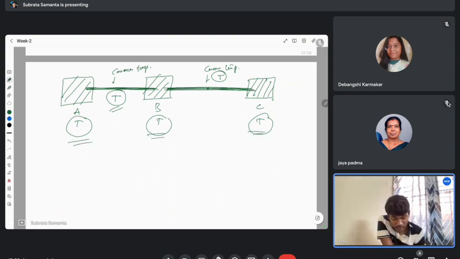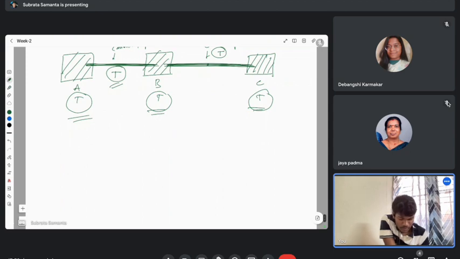First of all, A and B share a common temperature. So B has a temperature T, and A has a temperature T. Now you connect B and C, so B and C share the same temperature. And you know that A and B share the same temperature. So that means A and C obviously share the same temperature, if the system is in a steady state. Because B and C are at the same temperature, and A and B are at the same temperature.